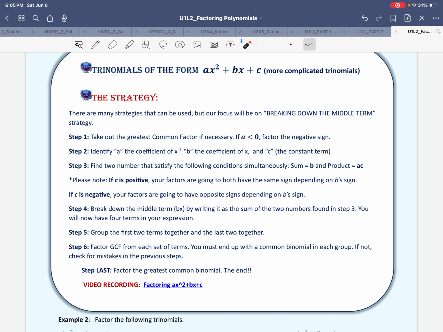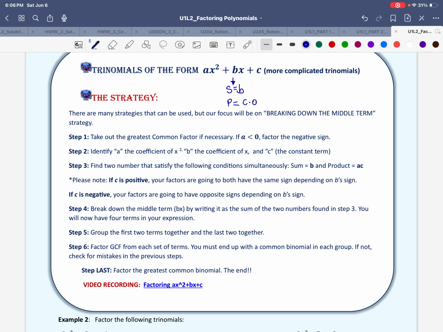This is the more complicated trinomial. In this case, we're looking for two numbers, so breaking down the middle term into two numbers that will have the sum equal to the middle term itself, b. But the product this time, unlike in the previous example when we had the product c, is now going to be c times a.